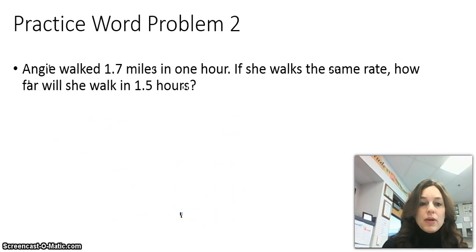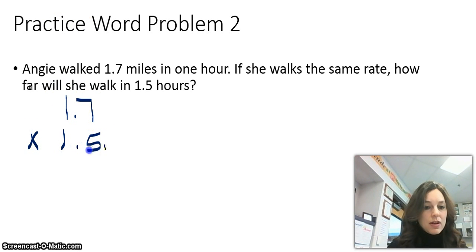Practice word problem 2. Angie walked 1 7/10 miles in 1/2 hour. If she walks the same rate, how far will she walk in 1.5 hours or 1 5/10 hours? So here we're multiplying 1.7 times 1.5.